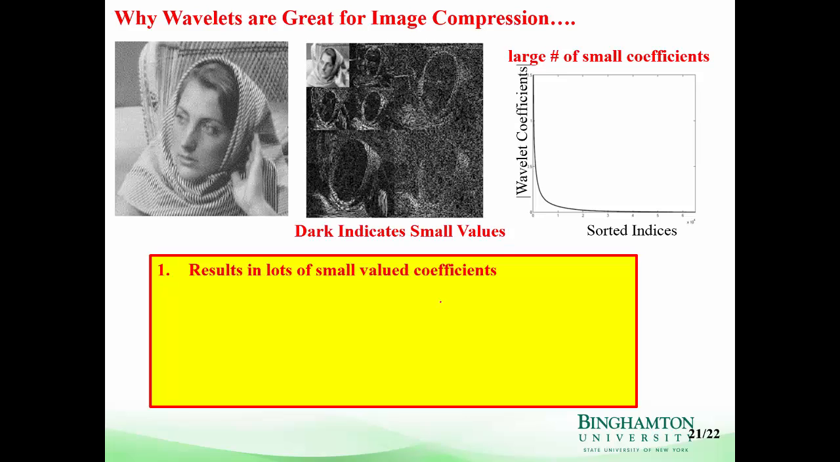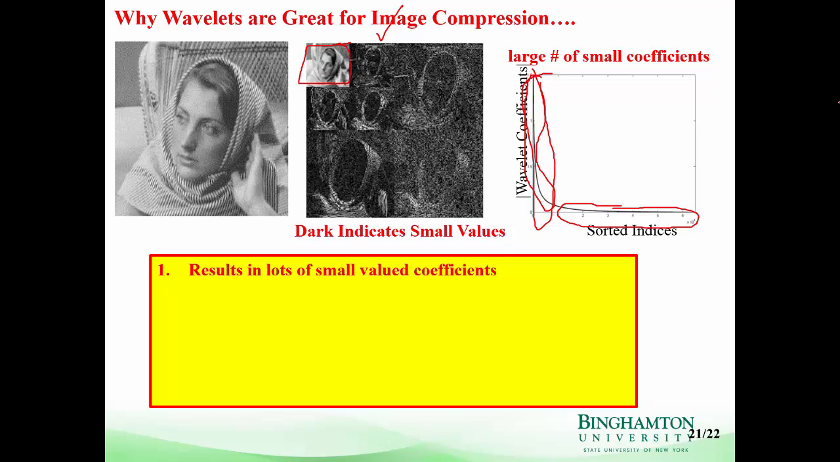So why are wavelets great for image compression? Well, let's take a look at the result of just this simple wavelet transform. Look at all those that are black. The black pixels are the small valued pixels. So that's all these things out here, once we've got them in sorted order from largest wavelet coefficients down to smallest. The things that are up here are mostly these white speckles, and almost all of the stuff from here is going to be up here. So we get lots of small valued coefficients.